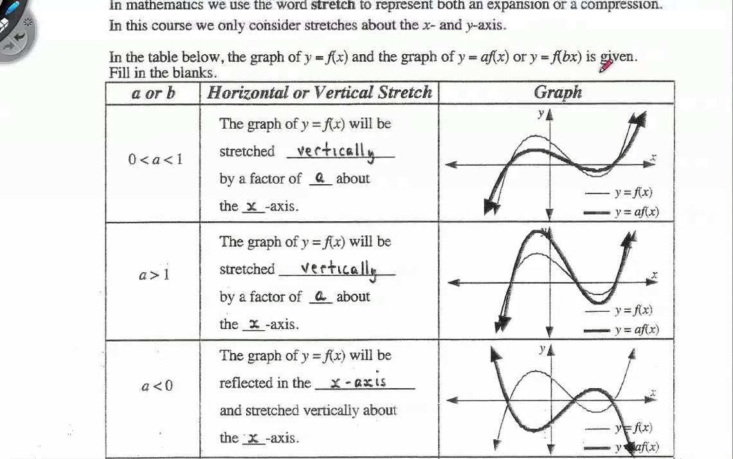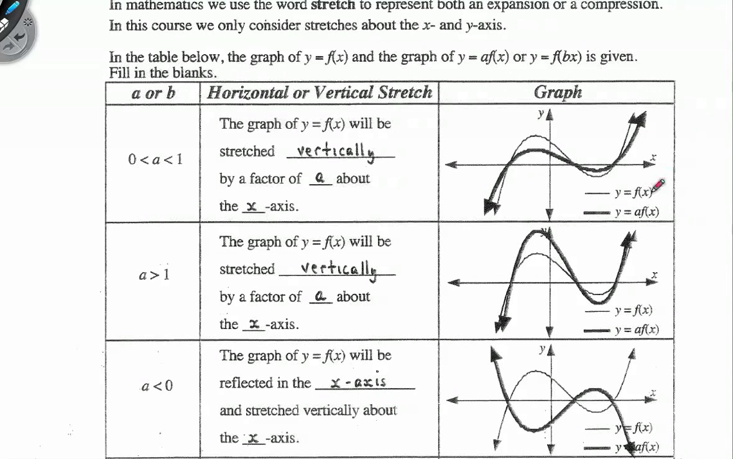Fill in the blanks. So this graph will be stretched vertically by a factor of a about the x-axis if a is between 0 and 1. In other words, if it's a positive fraction less than 1. If a is greater than 1, then the graph is stretched vertically by a factor of a again about the x-axis still. If a happens to be negative, then the graph will be reflected in the x-axis and is stretched vertically also about the x-axis.